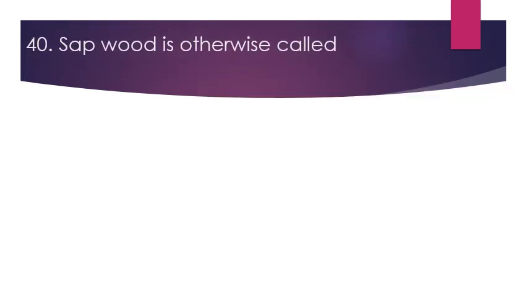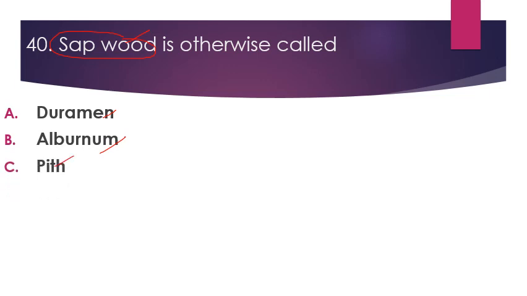The next question: sapwood is otherwise called. Sapwood को और हम किस term से जानते हैं? Our options are duramen, alburnum, pith, or medullary. So its right answer is alburnum.